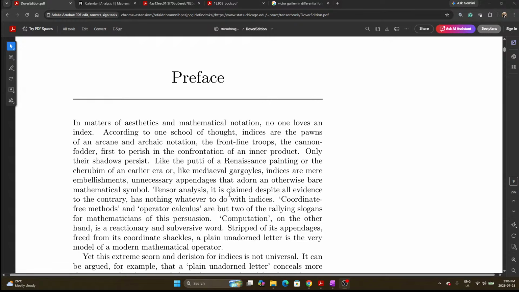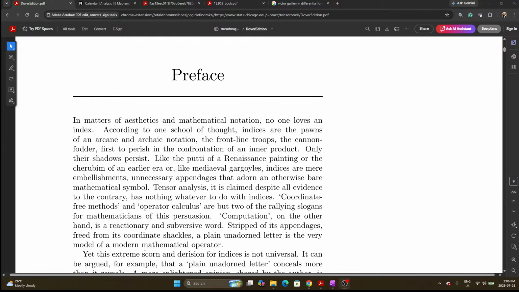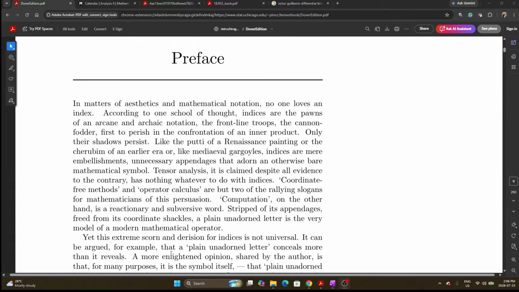Tensor analysis, it is claimed, despite all evidence to the contrary, has nothing to do with indices. Coordinate-free methods and operator calculus are but two of the rallying slogans for mathematicians of this persuasion. Computation, on the other hand, is a reactionary and subversive word, stripped of its appendages, free from its coordinate shackles. A plain, unadorned letter is the very model of a modern mathematical operator. Right, so of course, this is a satirical piece of writing.